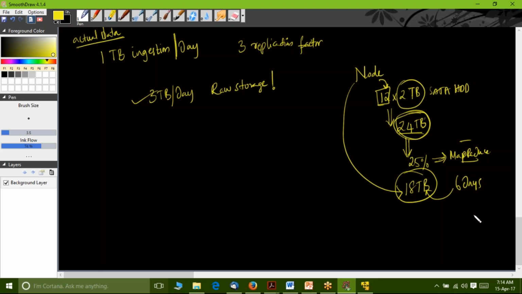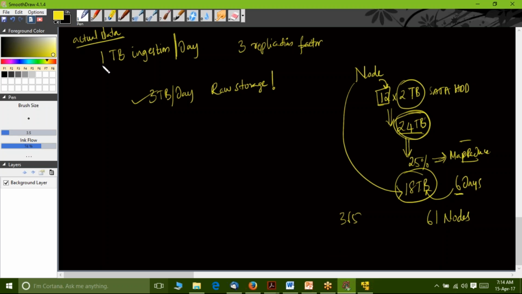Every 6 days I need one node. Then for 365 days, how many do I need? 61 nodes. I need 61 nodes.